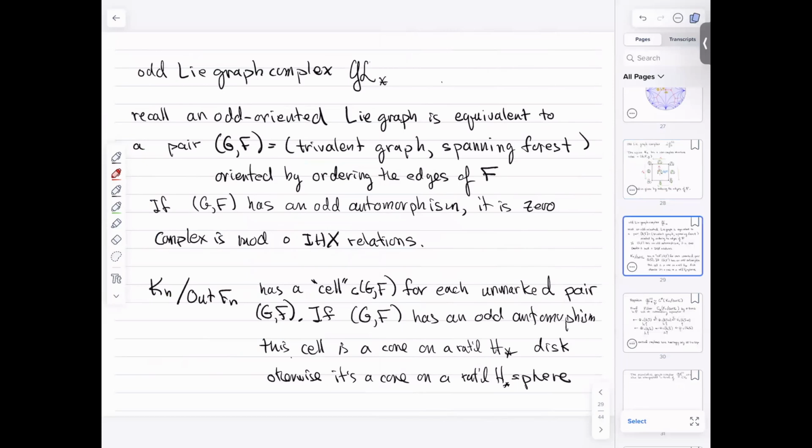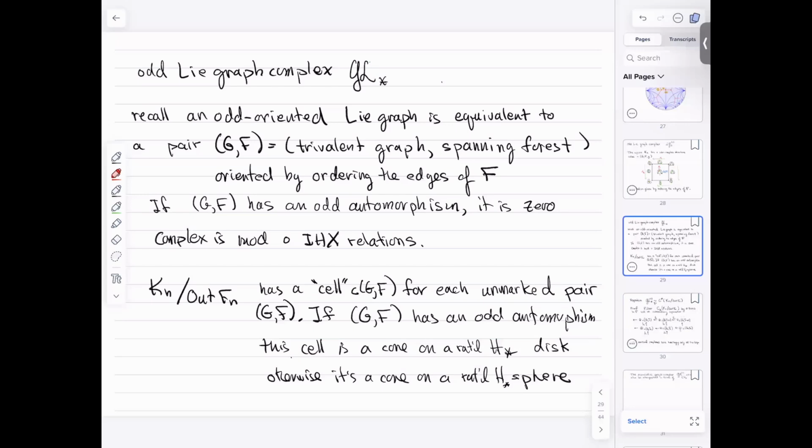What's an odd-oriented Lie graph? Well, this is a complicated thing, but it's equivalent to a pair consisting of a graph and a forest. The graph was supposed to be trivalent. That's a little different. But it was oriented the same way. It was oriented by ordering the edges of F. And if I had an odd automorphism, it was supposed to be 0. And then there were these IHX relations.